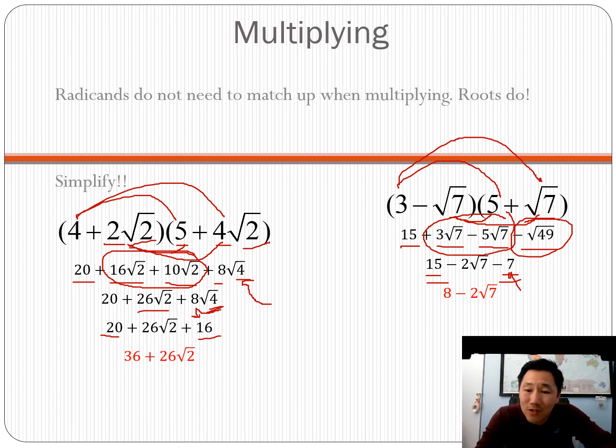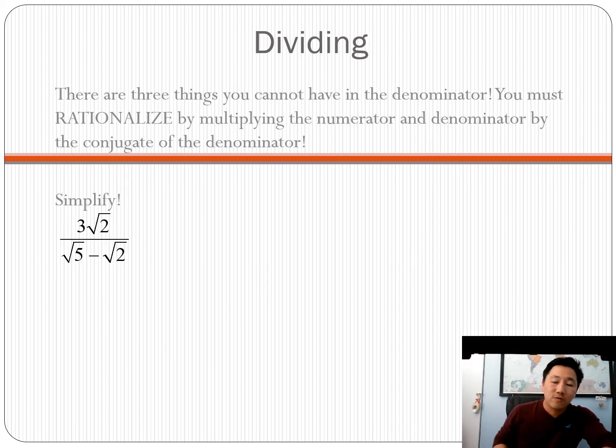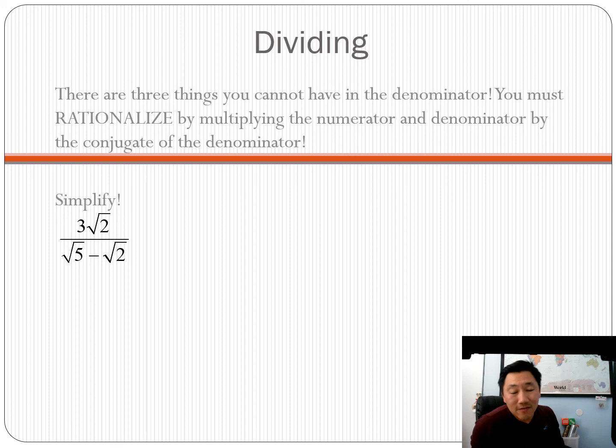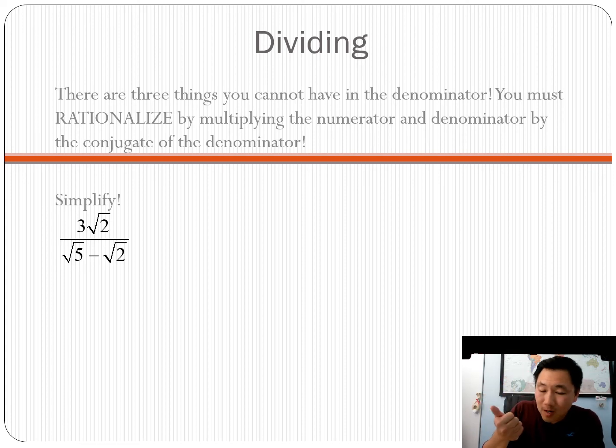All right, kind of tricky. It's not the easiest thing to do. All right, dividing. Now, dividing is almost like multiplying, but there are some rules. There are 3 things you cannot have in the denominator. You cannot have a 0 in the denominator. You cannot have an imaginary number in the denominator. And of course, you can't have a radical sign in the denominator.